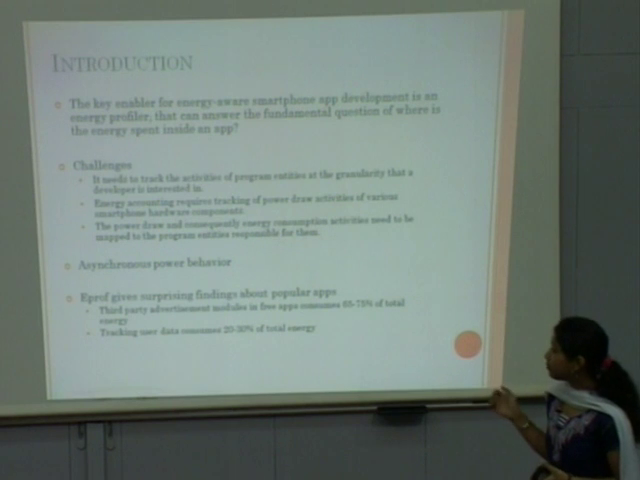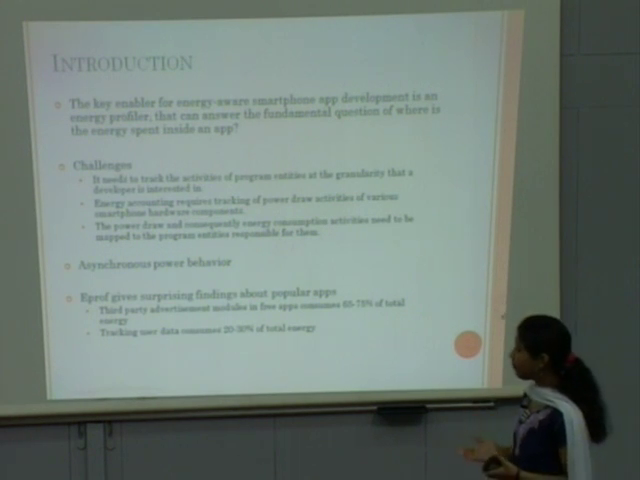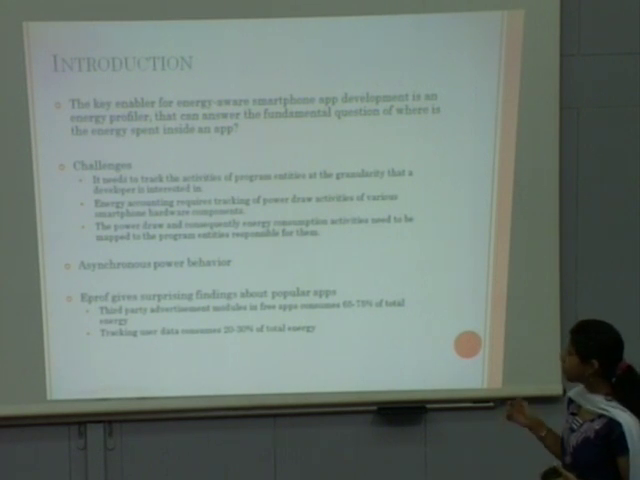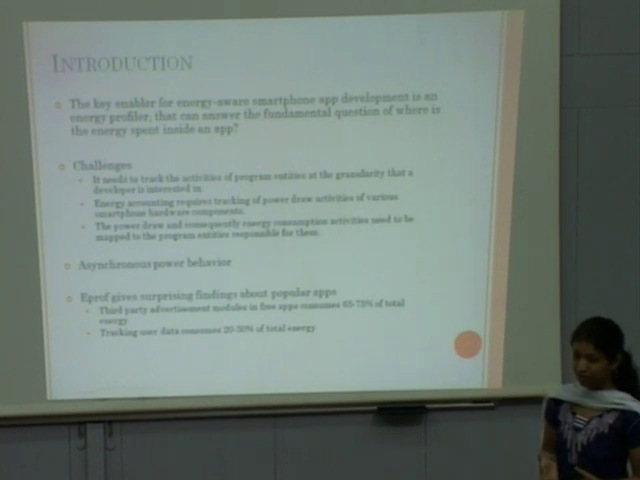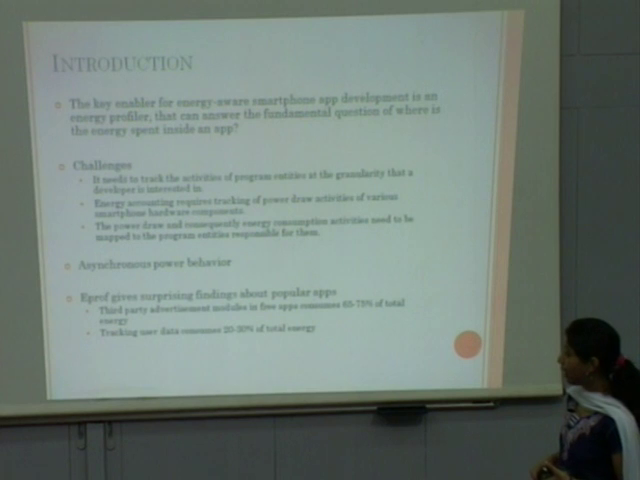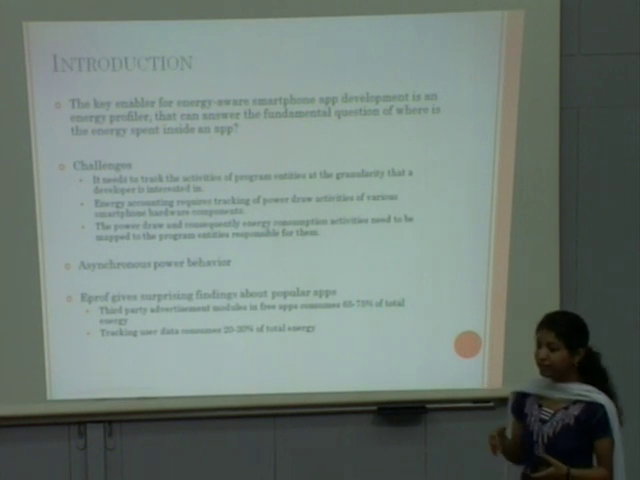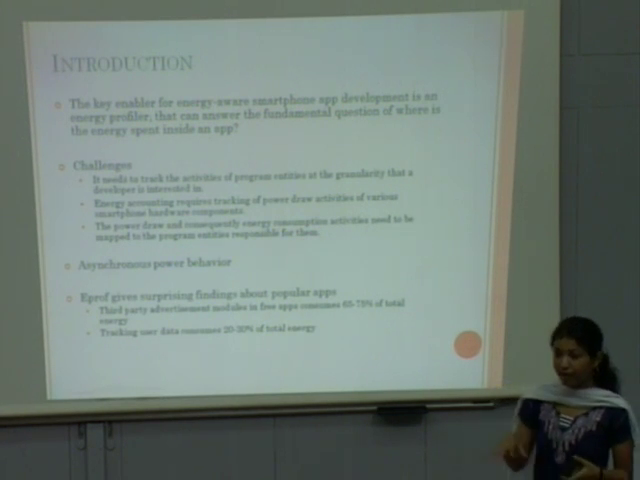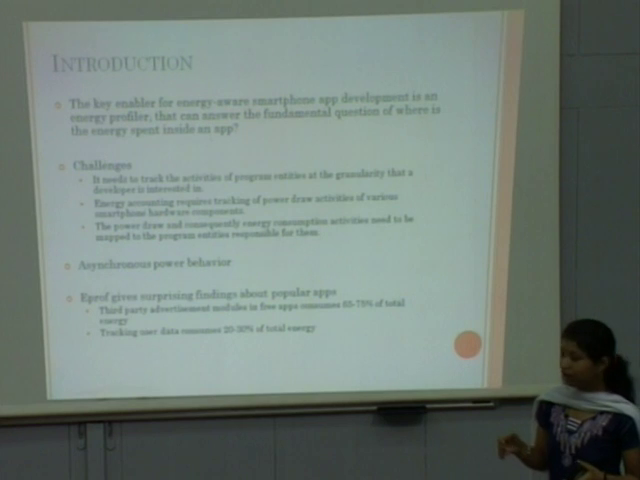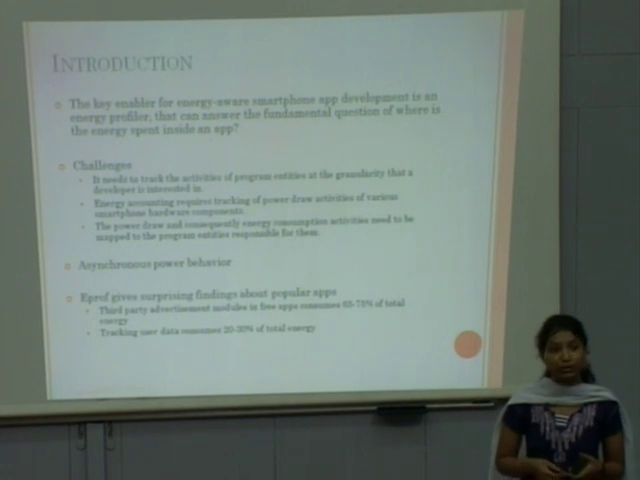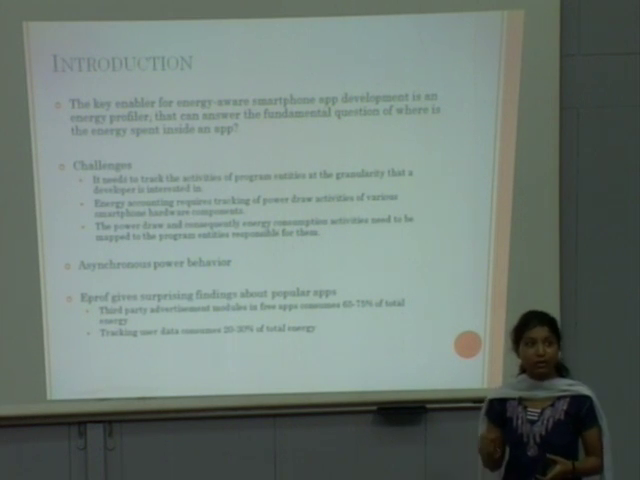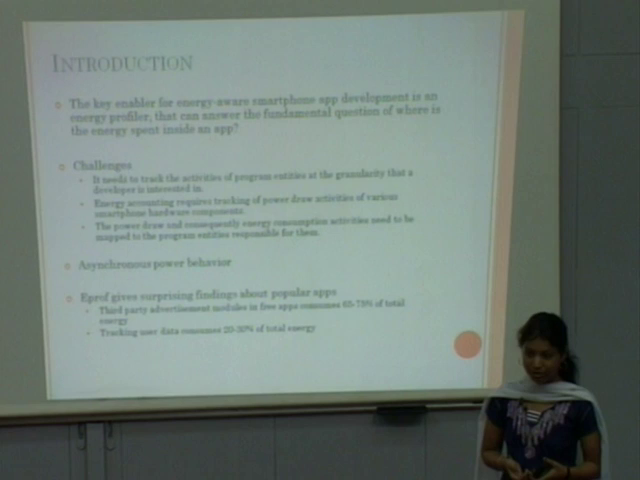Okay. And in summary, they say that the eProf tool finds that in popular apps, the third-party advertisement modules in the free apps which you use consume 65 to 75 percent of the total energy. So it is a huge amount. Also, they track the user data. If you're using a map application, they track where your mobile is, which area you are in, etc. That also consumes 20 to 30% of the energy. Whereas the real task which the application is doing consumes only 10 to 15% of the total energy.